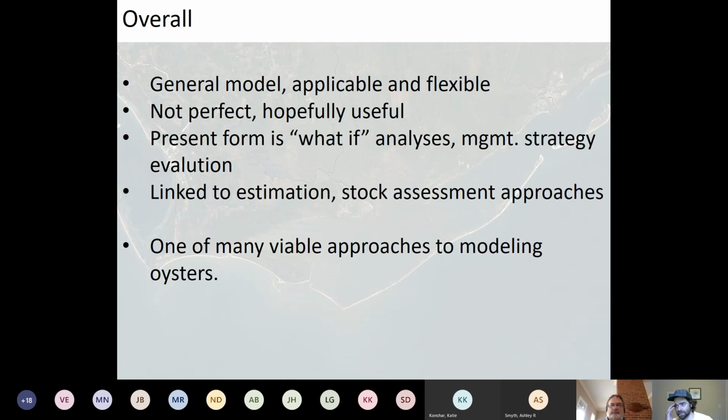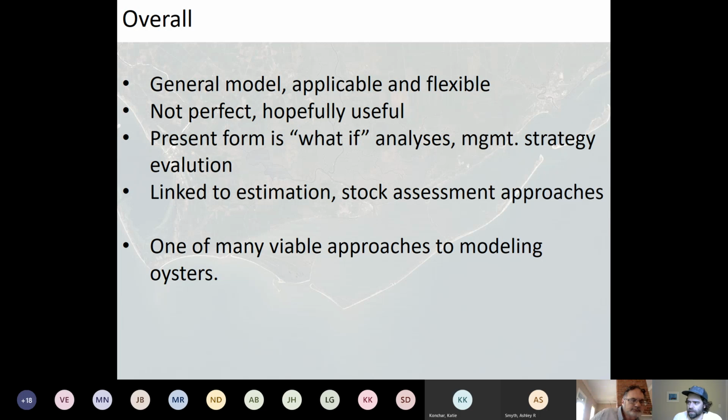And so then just kind of the sum up of this, because I'm aware that not everybody spends a lot of time thinking about models, is this is just one model. There's lots of different ways that you can model oysters. This one is relatively general. It lacks a lot of the really nice detail that more specific models, like what I think Thomas produced, have, with a lot more detail about the way that shell accretes and dissolves, basically. But this model is flexible. It's applicable. It's not perfect. Hopefully it will be useful.